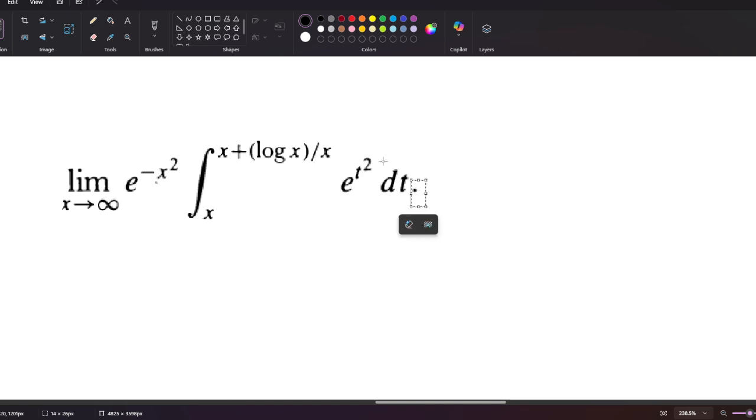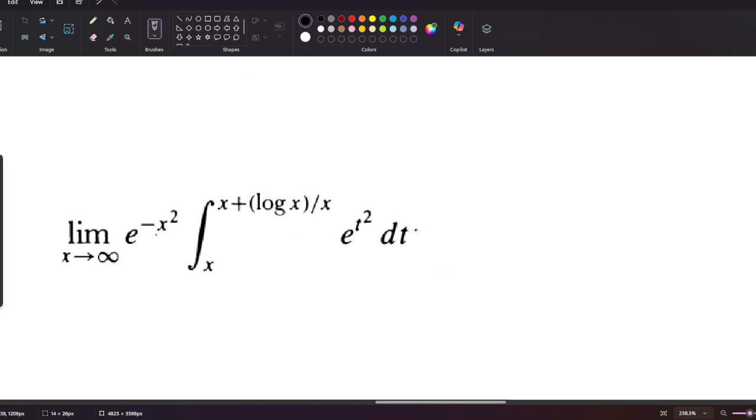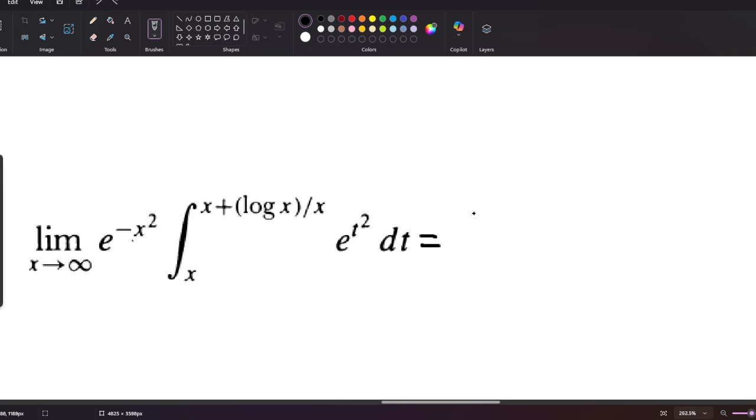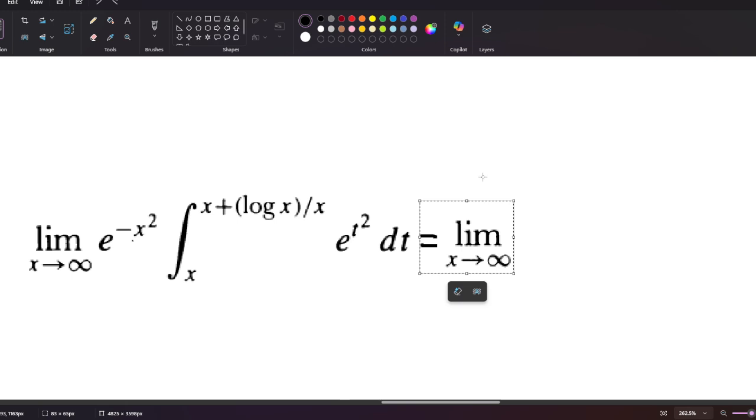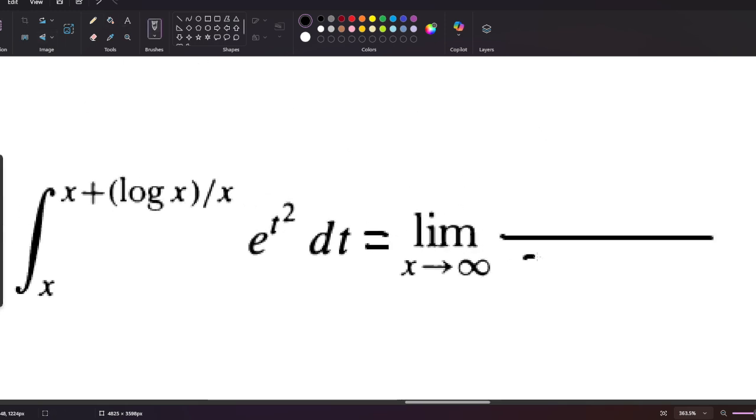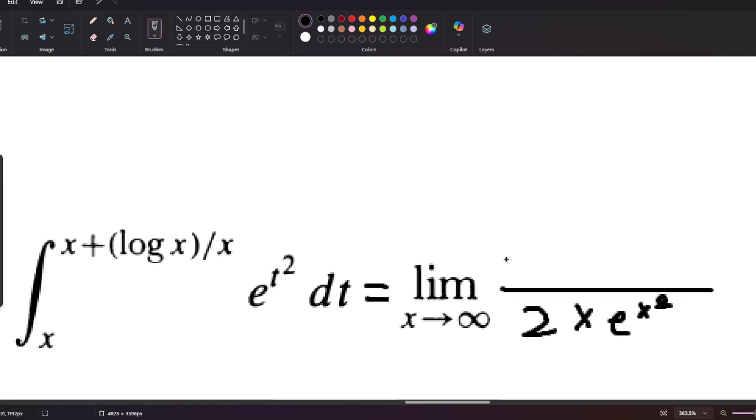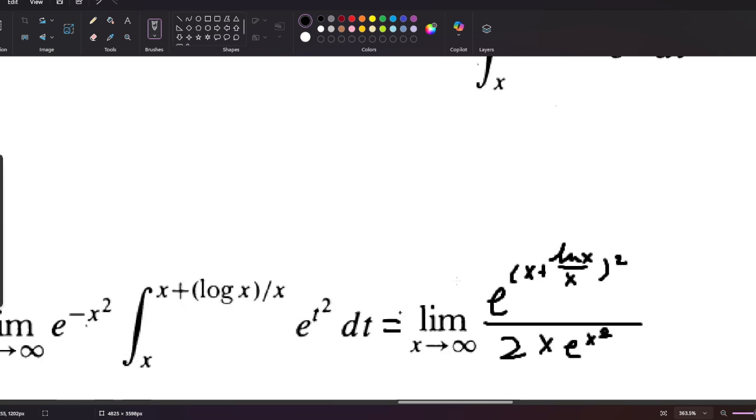So same thought process here. I'm not going to write down how I'm going to transform the definite integral. You know how I would do that, just like the previous time. So let's focus on the interesting part and apply L'Hopital's rule. 2 times x times e to the power of x squared. In the top we're going to have e to the power of x plus natural log of x over x, and that is going to be squared.